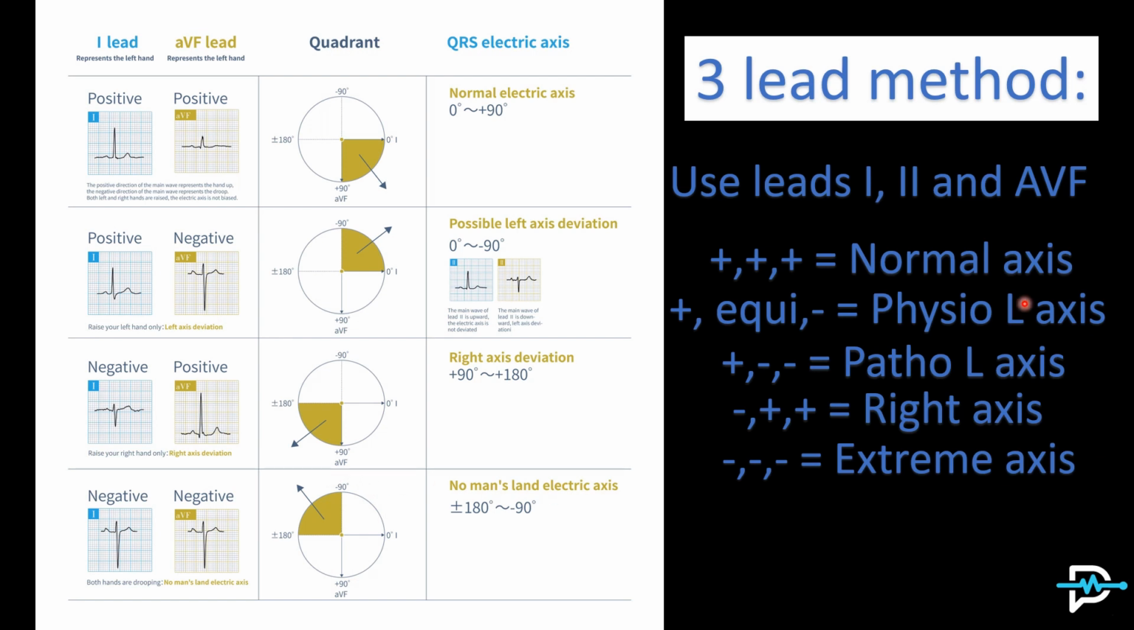The 3-lead method is very similar, but it looks at 1, 2, and aVF, and it allows you to distinguish a little bit more. If they're all positive, you have a normal axis. If you have positive, equivocal, meaning kind of equally positive and negative in lead 2, and negative, you have a physiologic left axis. If you have positive, 2 negatives, you have a pathologic left axis. If you have negative, 2 positives, you have right axis. And if they're all negative, you have an extreme right axis.